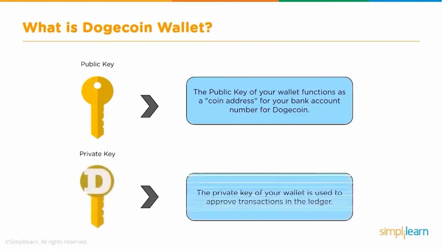The private key of your wallet is used to approve transactions in the ledger. Your wallet's public key is used to receive Dogecoins from other users. On the other hand, your wallet's private key is only used to send Dogecoins to other users in the network.